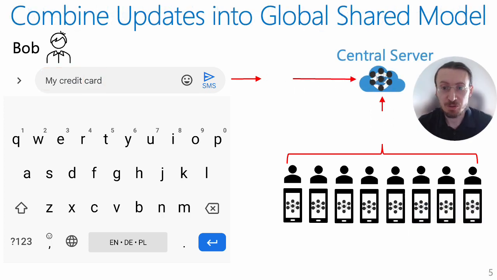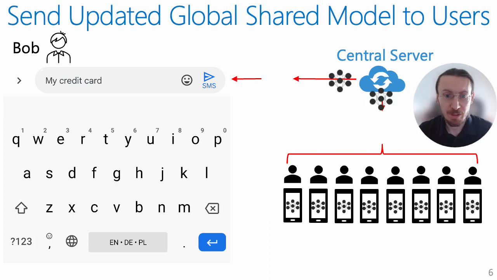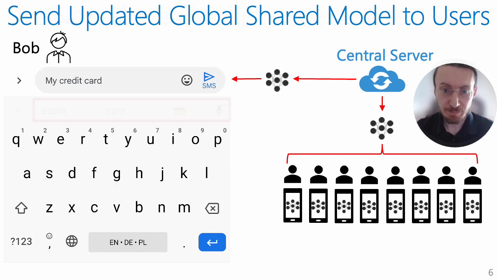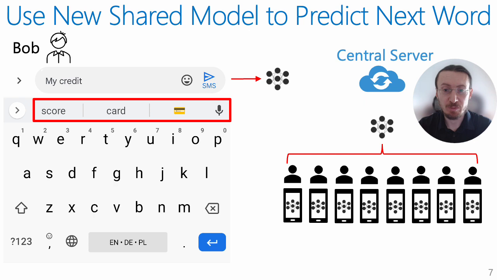Then these models that we train locally on users' devices are sent to a central server that combines the received model updates into a shared central model. Then the updated shared models are returned back to the clients' devices for further local training. Next time when Bob types "my credit," the keyboard suggests the next words being not only "card" but also "score," or even an icon of a credit card.